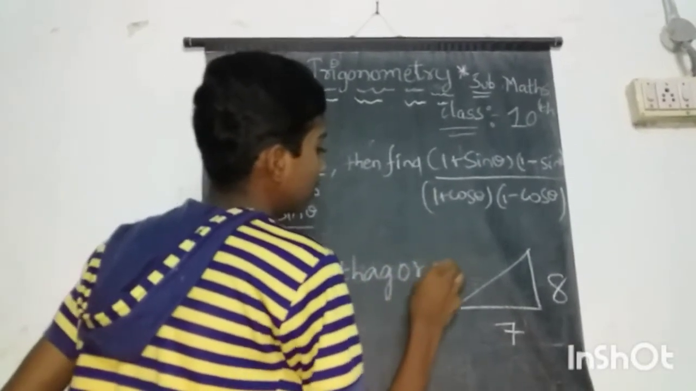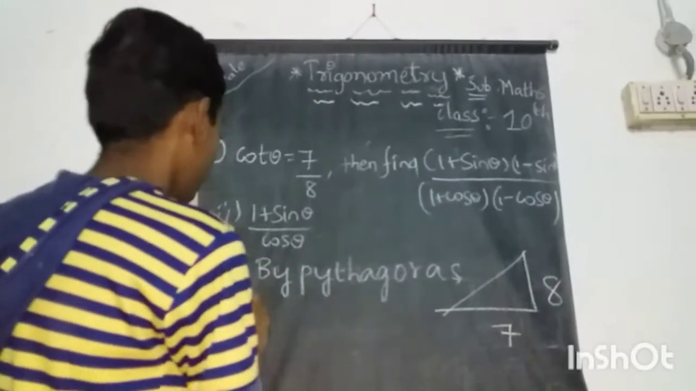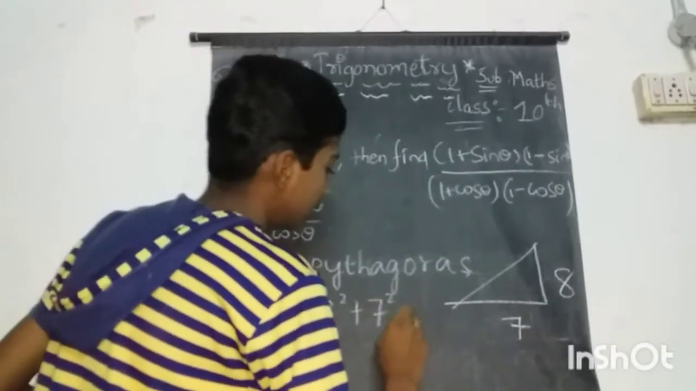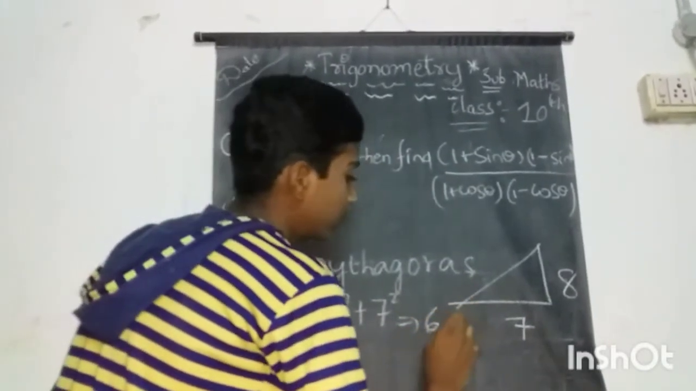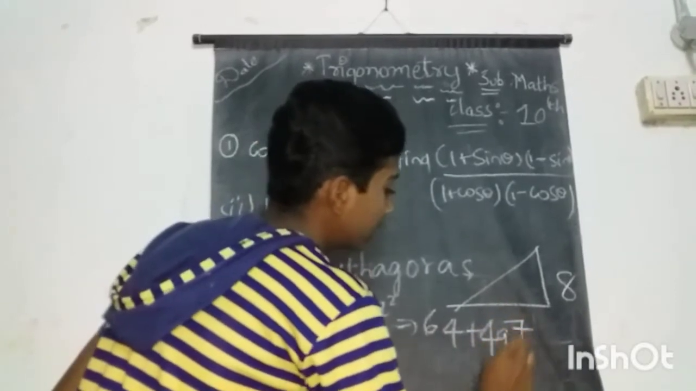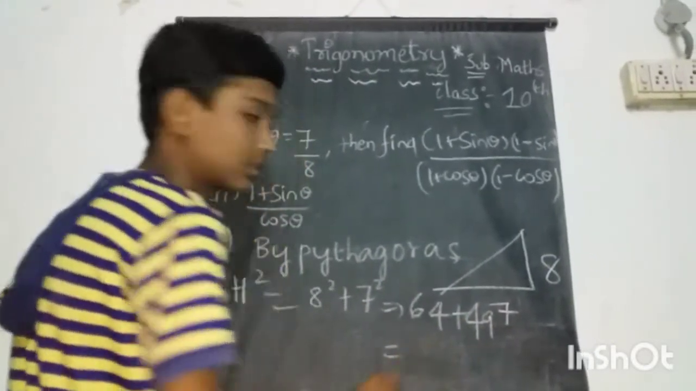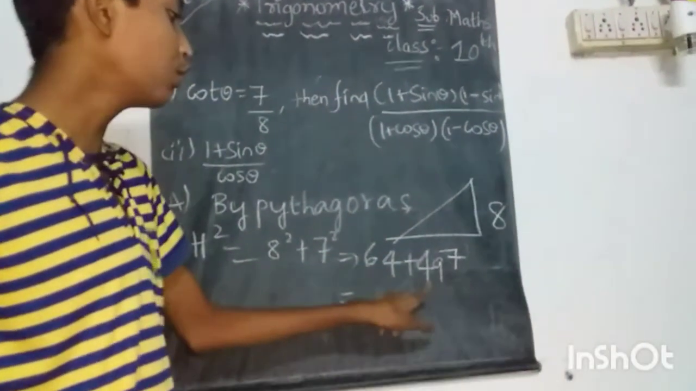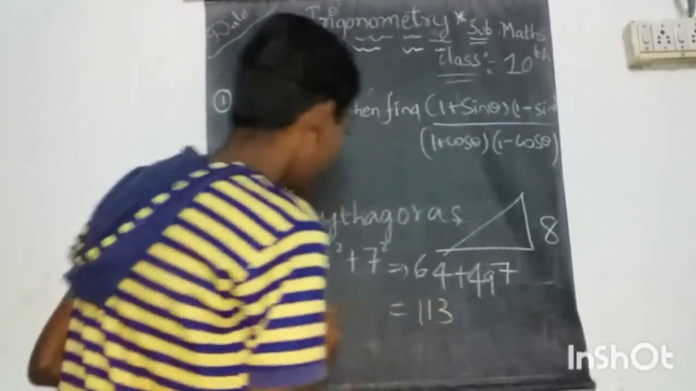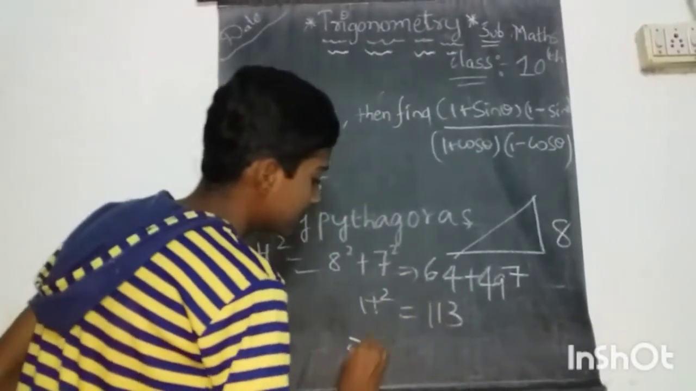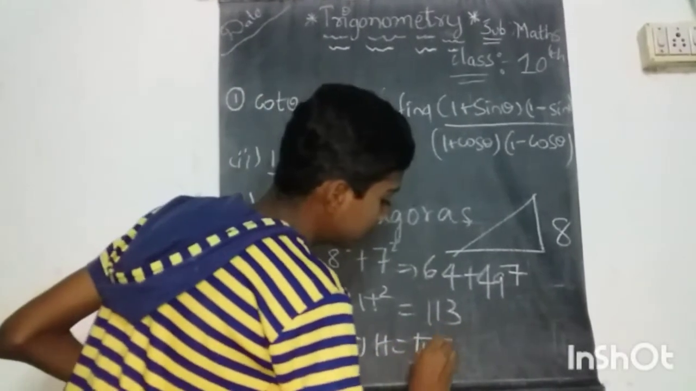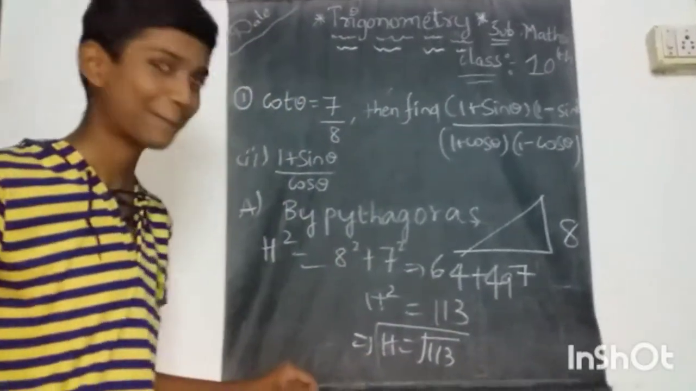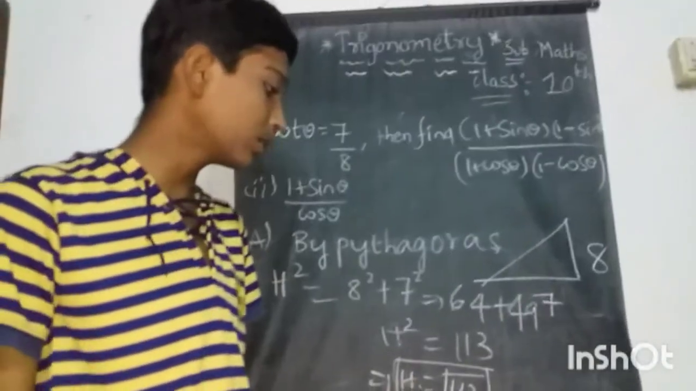I am simply writing by Pythagoras. Hypotenuse square is equal to side square plus side square: 8 square plus 7 square, that implies 8 square is 64 plus 49. 64 plus 49 is 113. Hypotenuse square is 113, that implies hypotenuse is equal to root over 113.